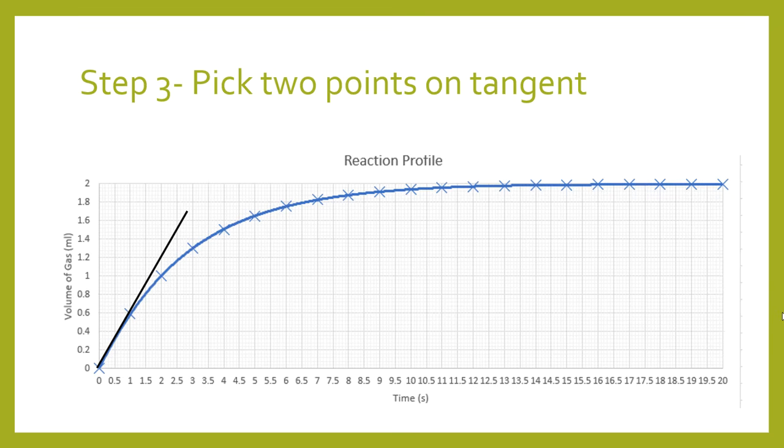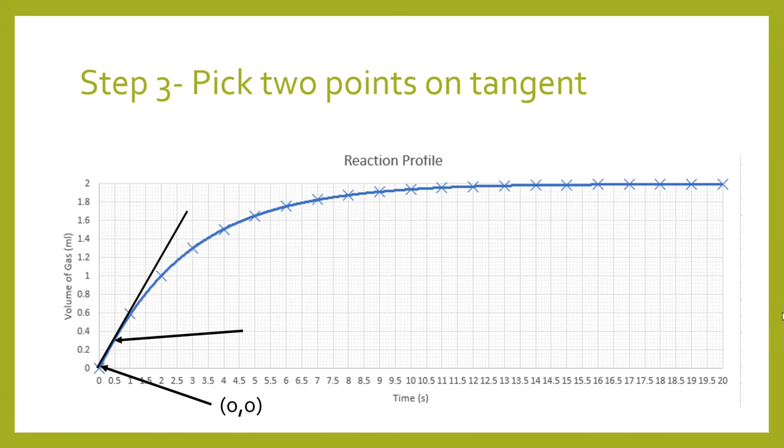So the next step is to pick 2 points on the tangent. The key is to make sure the points are on the tangent. You're not looking at the curve. So for convenience, I'm going to pick the point 0, 0 because we know that's definitely on the tangent because it has to be by definition, or rather it should be if it's drawn correctly.